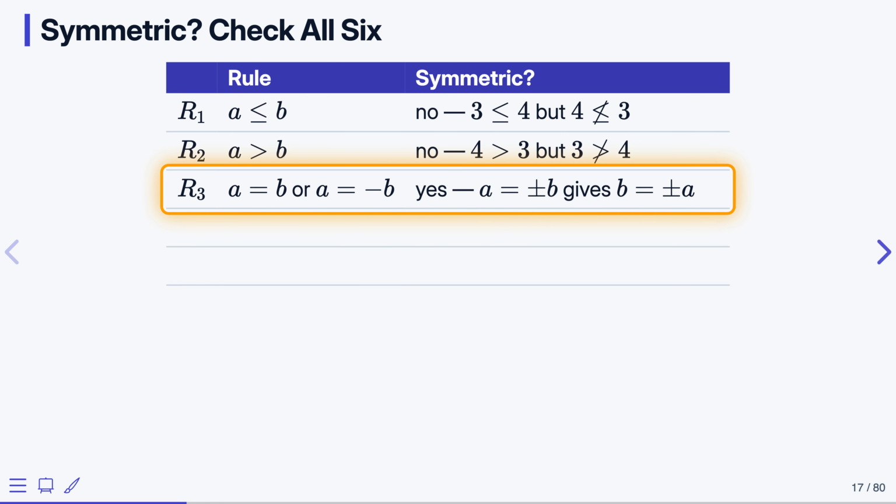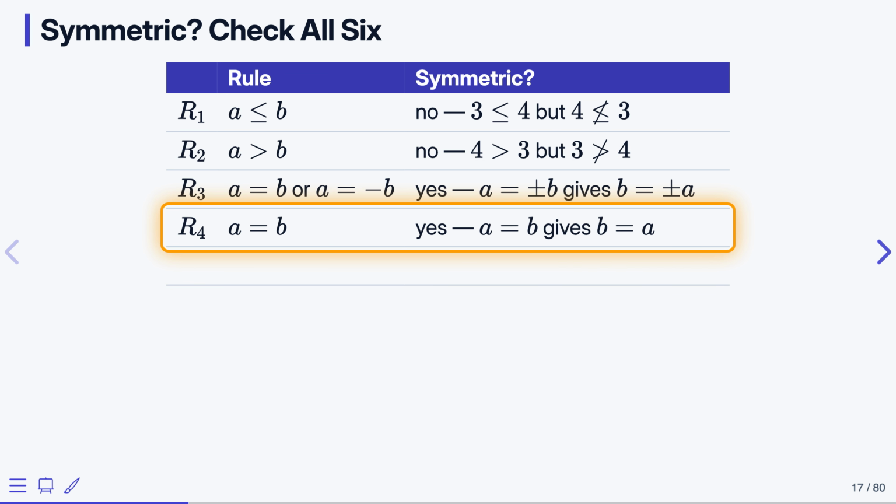R3 is A equals B or A equals minus B. If A is plus or minus B, then B is plus or minus A. The rule reads the same both ways. So R3 is symmetric. R4 is A equals B. If A equals B, then B equals A, so R4 is symmetric.